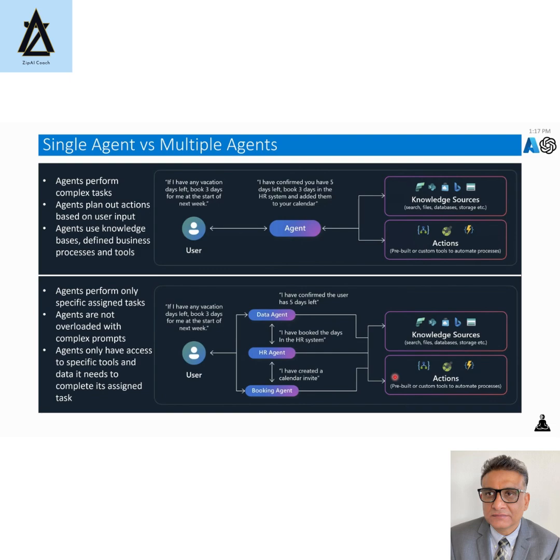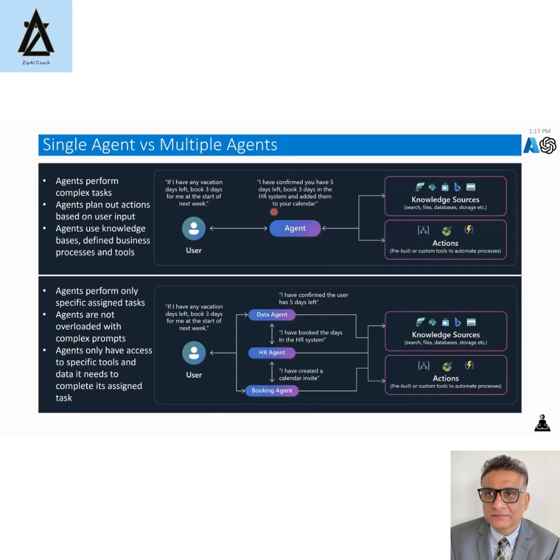Now, if one agent is good, sometimes having multiple agents is better. So this is an example where you have an agent being used by a user, an agent having access to knowledge sources and actions. These actions are nothing but API calls that an agent can take in order to, let's say, book an appointment, looking at available time slots, writing to a database, fetching data from some website. All that is enabled using knowledge source and action.